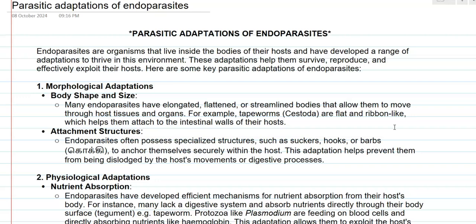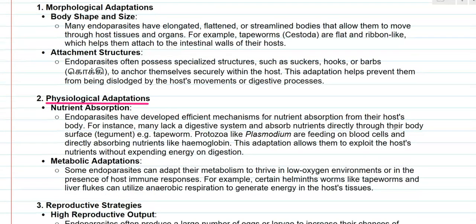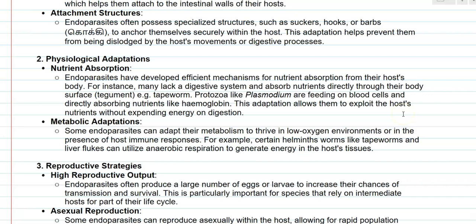Next point is the physiological adaptation. Here two points are important. One is nutrient absorption and another one is metabolic adaptations. In nutrient absorption, endoparasites have developed efficient mechanisms for absorbing nutrients from their host body. For example, they lack a proper digestive system.